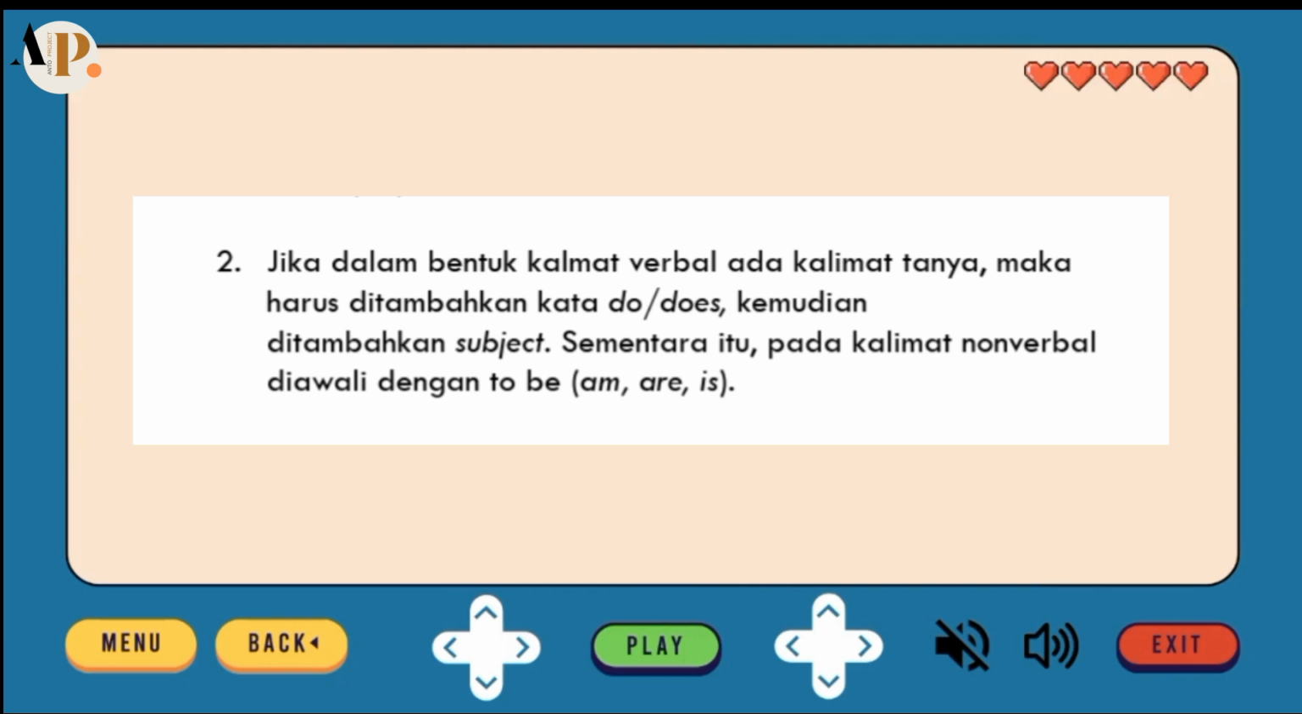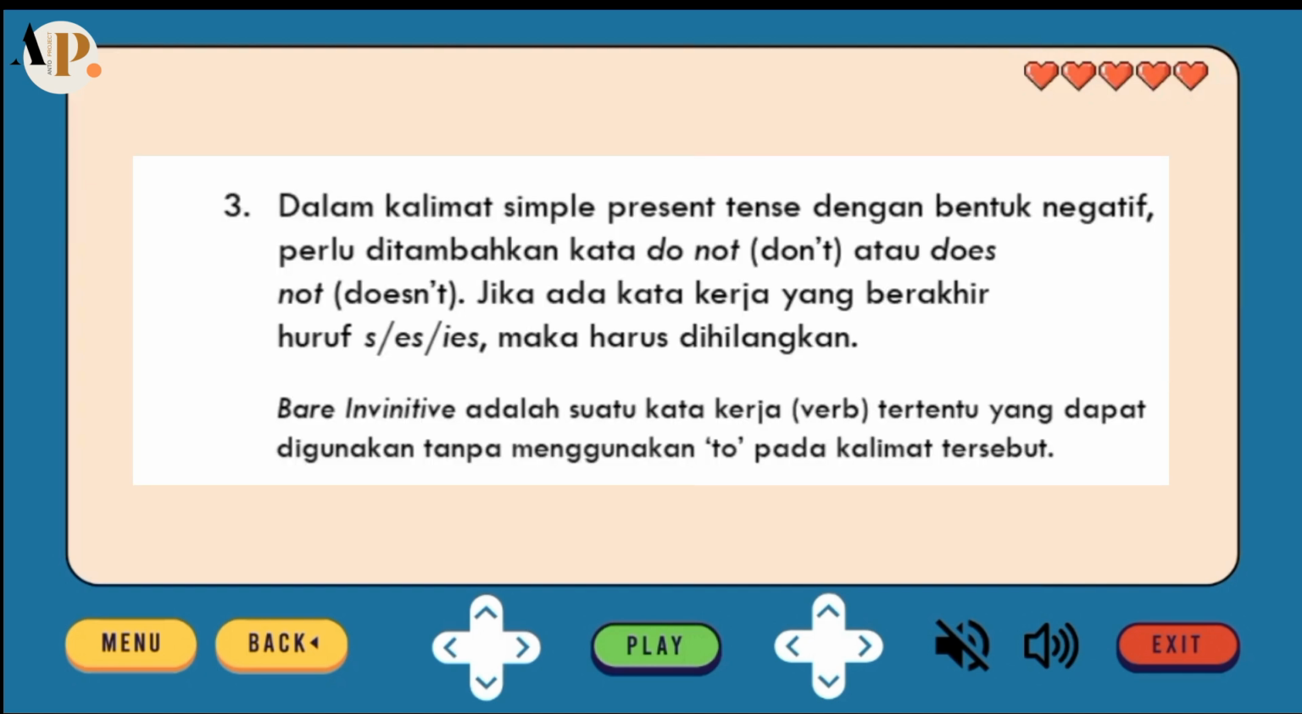2. If there is a question sentence in the form of a verbal sentence, then the word do or does must be added. Then a subject must be added. Meanwhile, a non-verbal sentence begins with to be: am, are, or is. 3. In a simple present tense sentence with negative form, you need to add the word do not or does not. If there is a verb that ends in S or ES or IES, it must be omitted.